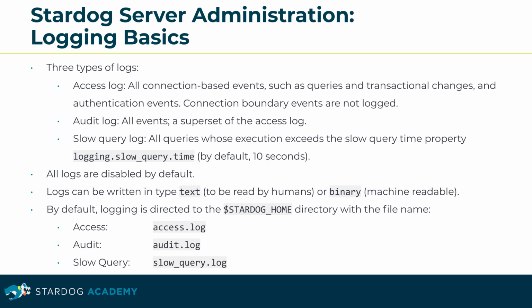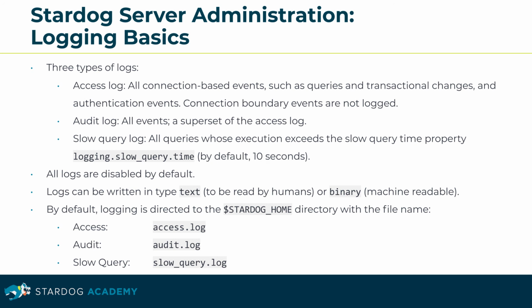Stardog provides 3 types of logs. Access log, which includes all connection-based events such as queries and transactional changes and authentication events. Connection boundary events are not logged. The audit log, which is a superset of the access log, and the slow query log, which includes all queries whose execution time exceeds the slow query time property logging.slow_query.time, which is by default 10 seconds. All logs are disabled by default.